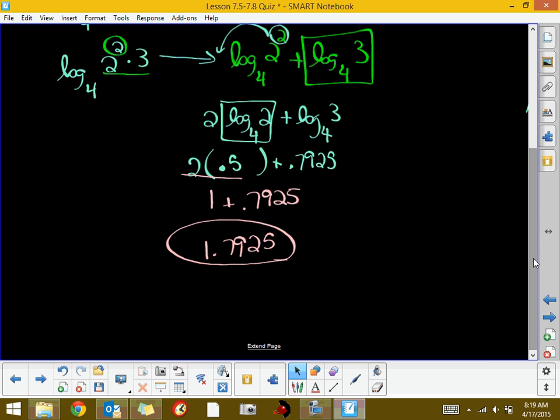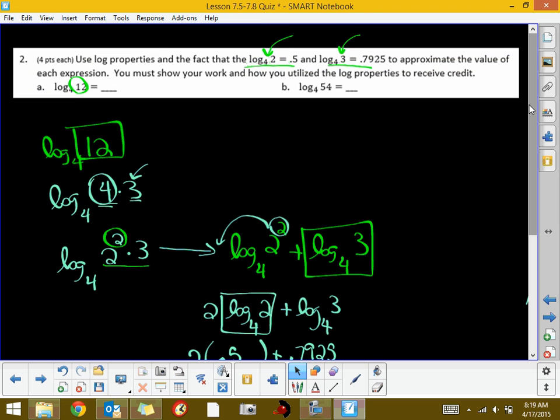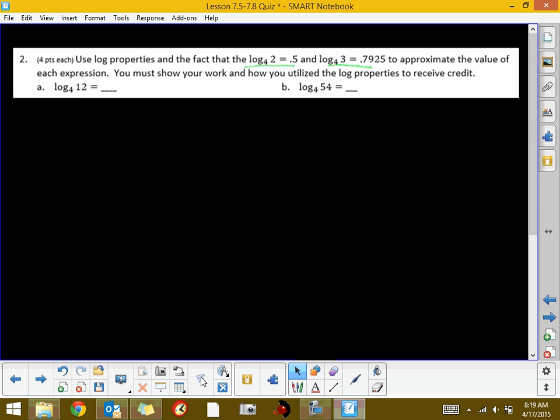Now I know there are other means of us doing this at this point, but I want you to practice using and utilizing your log properties. They're big ideas that we need to keep track of. So we're going to apply this in the second example right away. It's a log base 4 of 54. We want to rewrite this in terms of 2s and 3s, so products and powers of 2s and 3s.